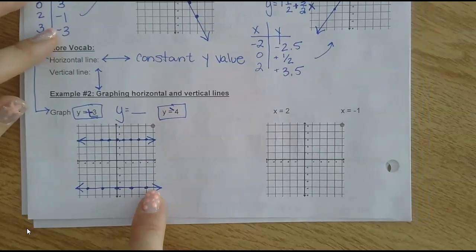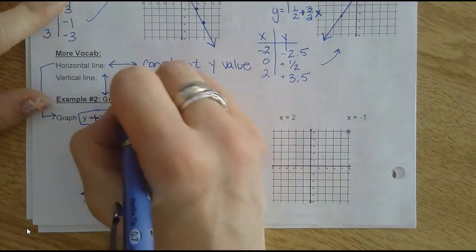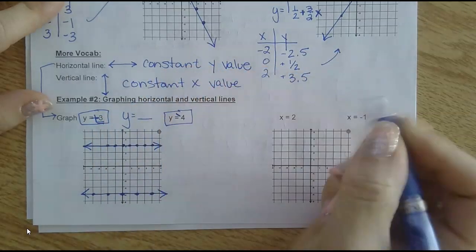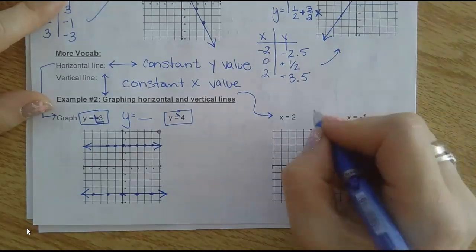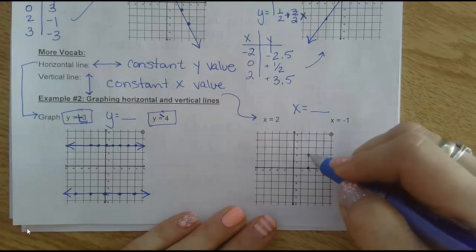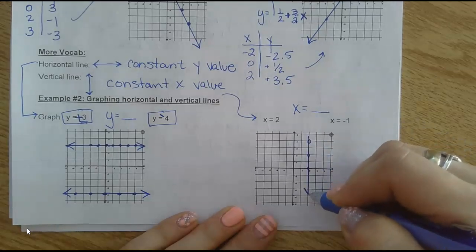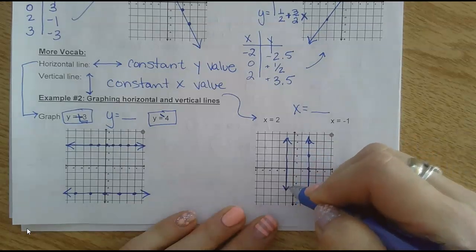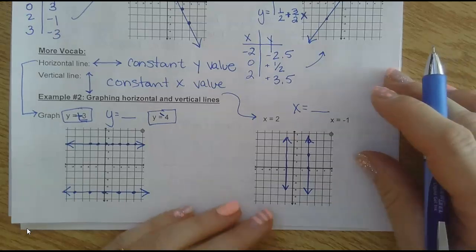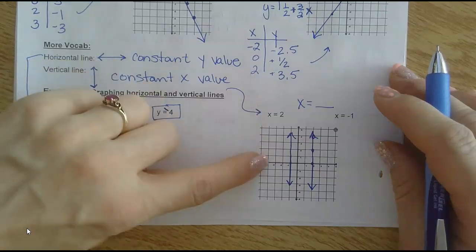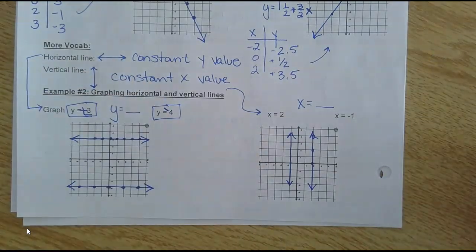Okay. A vertical line is when you have a constant x value. And that looks like these. So x equals something. If x equals 2, here's where x equals 2, and I end up with this vertical line. Or x equals -1, I end up with this vertical line. Okay? So a constant y value gives you a horizontal line. A constant x value gives you a vertical line. And we'll see both of those in this section too. All right.